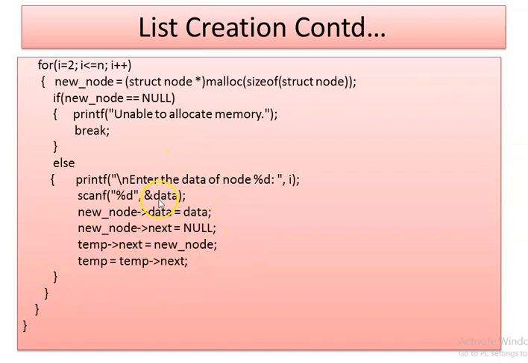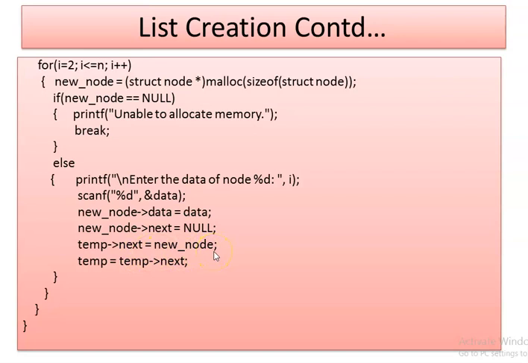Again, we have to scan a data, then assign the data to the data part of new node, assign null to the next part of new node. These are the statements used for that purpose. Scan the value, assign that value to the information part of the new node, assign null to the next part of new node. Now temp arrow next equal to new node.